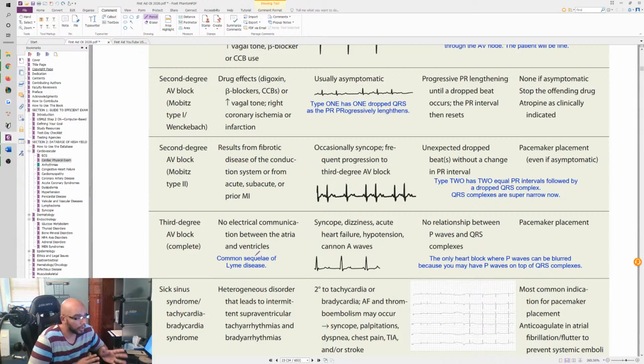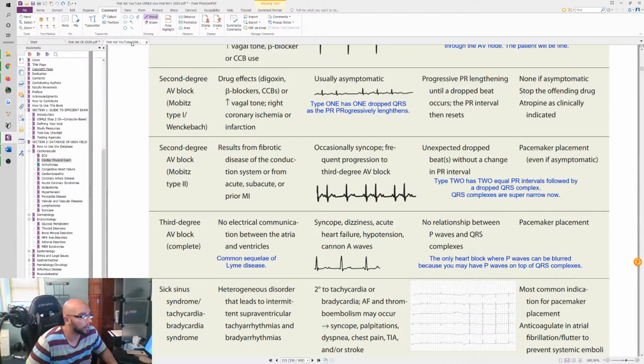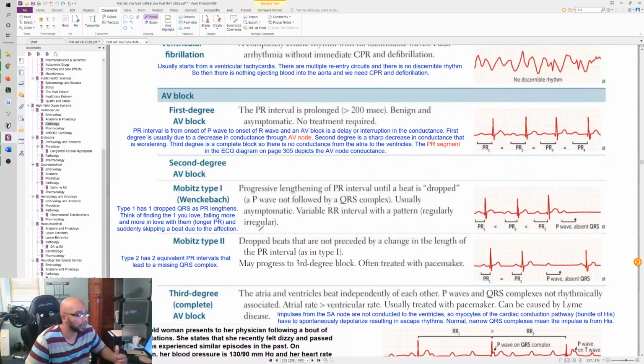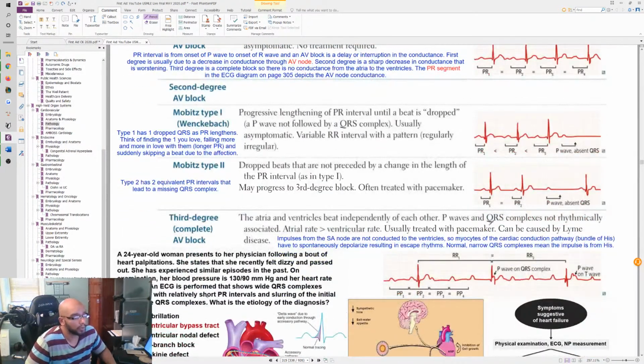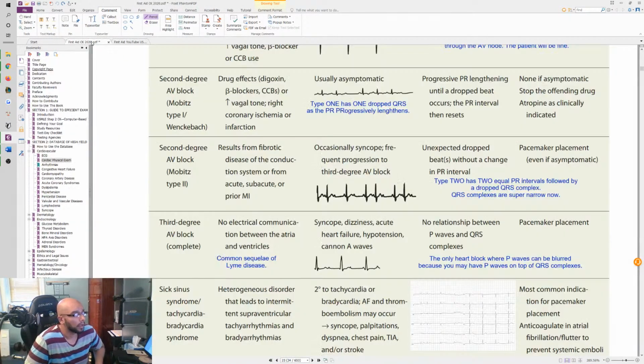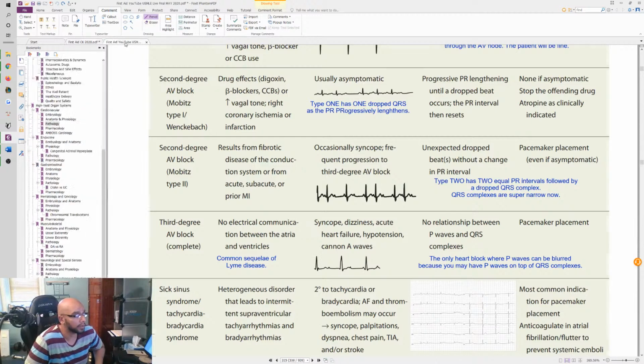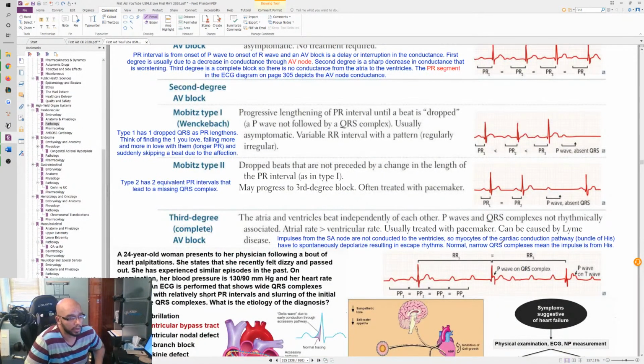So third degree AV block, it's a common sequela of Lyme disease as well. You have to remember that. They didn't put that in CK. Maybe it's in another section of CK. But here they wrote it, right? Can be caused by Lyme disease, and that's the one we learned in microbiology. So Borrelia burgdorferi, you've got to make sure that you can make that connection when you see it. No relationship between P waves and QRS complexes, and oftentimes you might even see P waves and QRS complexes on top of each other, like they showed here.